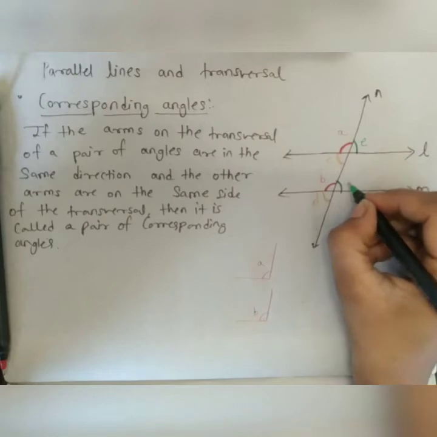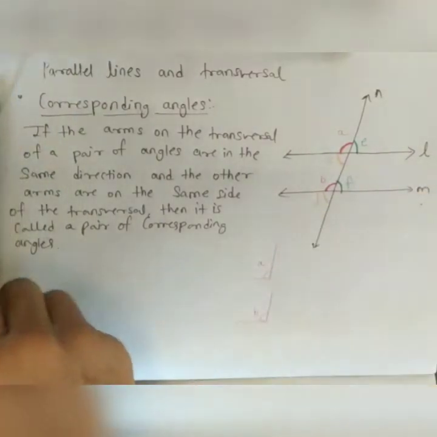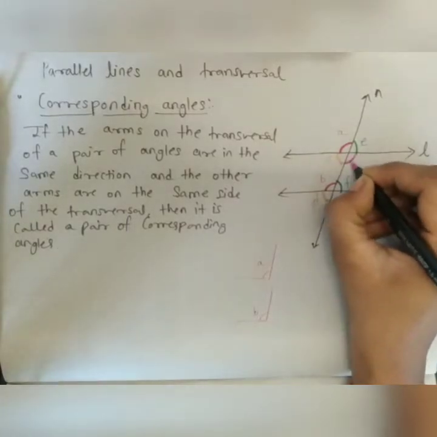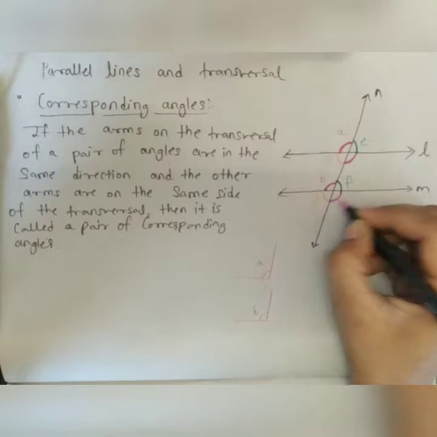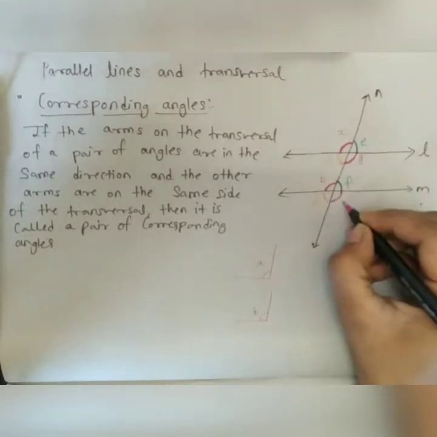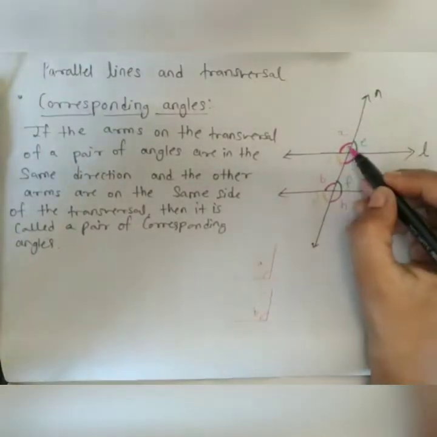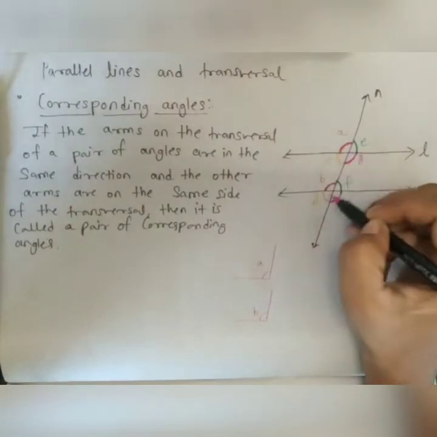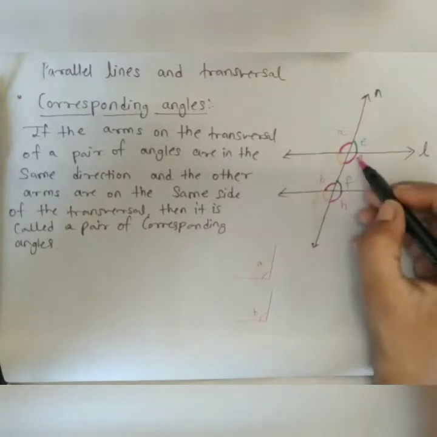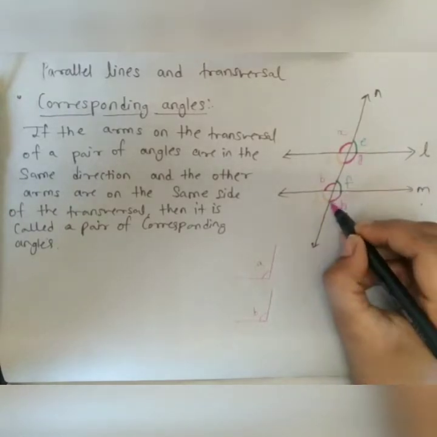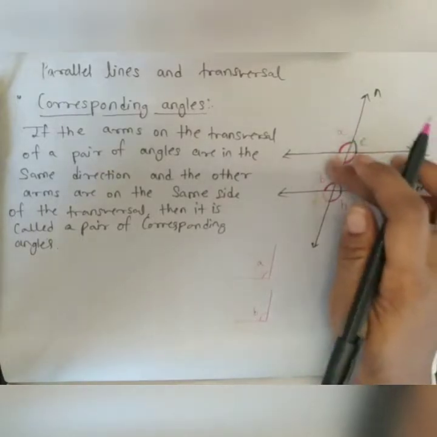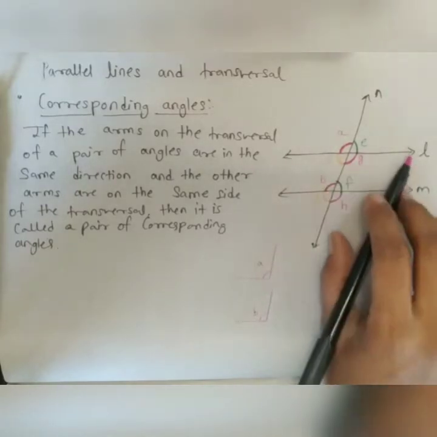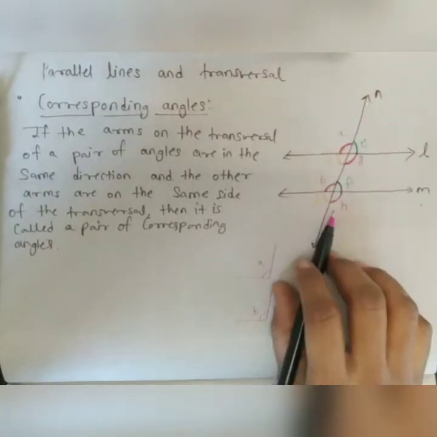Suppose this is angle E and this is F. Similarly, next pair of corresponding angles. This is our angle, suppose G, this is H. Here, the pairs of corresponding angles are A with B, C with D, E with F, G with H. And there are a total of 8 angles formed by 2 parallel lines and 1 transversal.